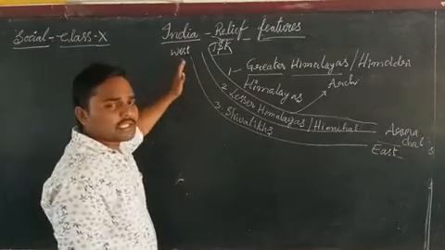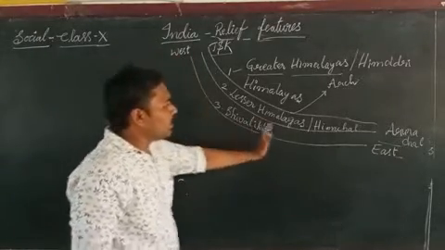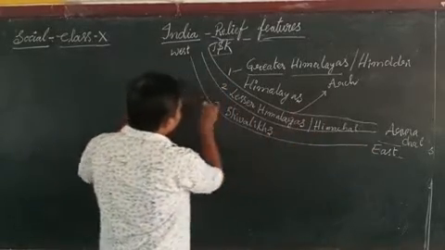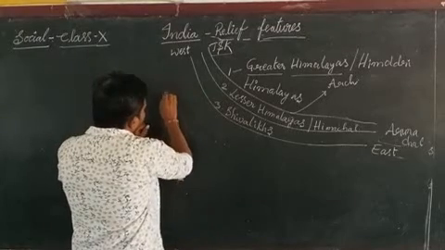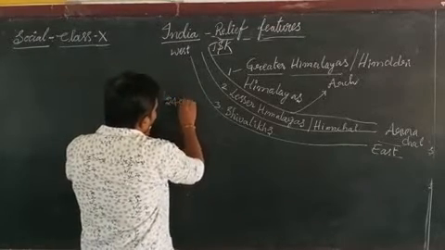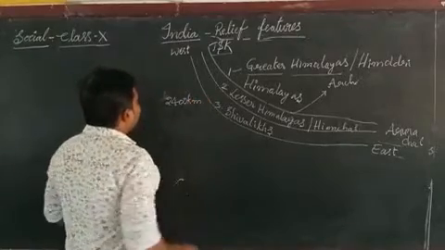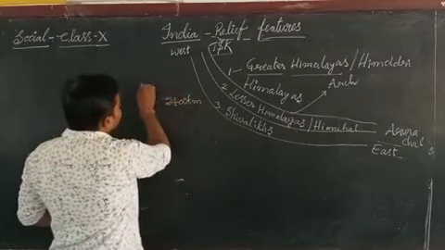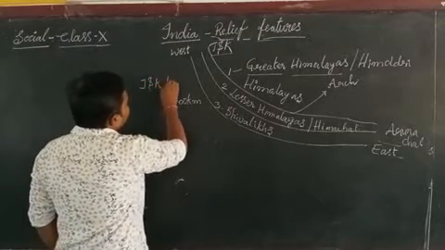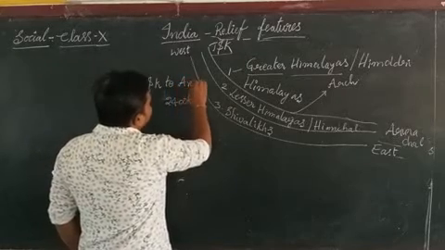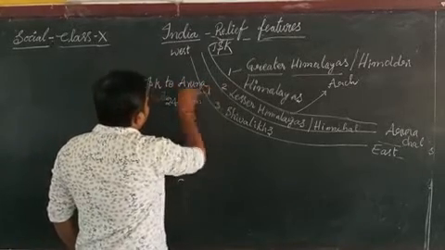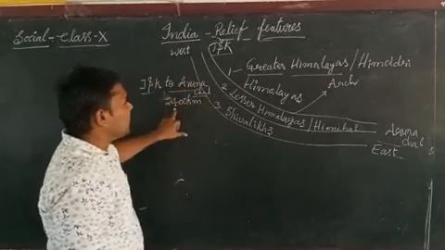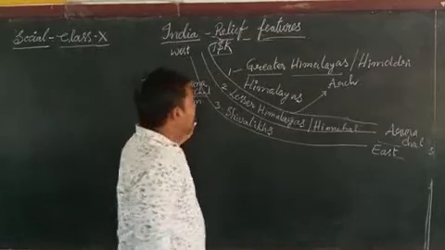The entire Himalayas are extending from the west part of India to the east part of India. What is the entire length of the Himalayas? The entire length of the Himalayas is 2,400 kilometers from Jammu and Kashmir to Arunachal Pradesh. From west to east, the entire length of Himalayas is 2,400 kilometers.